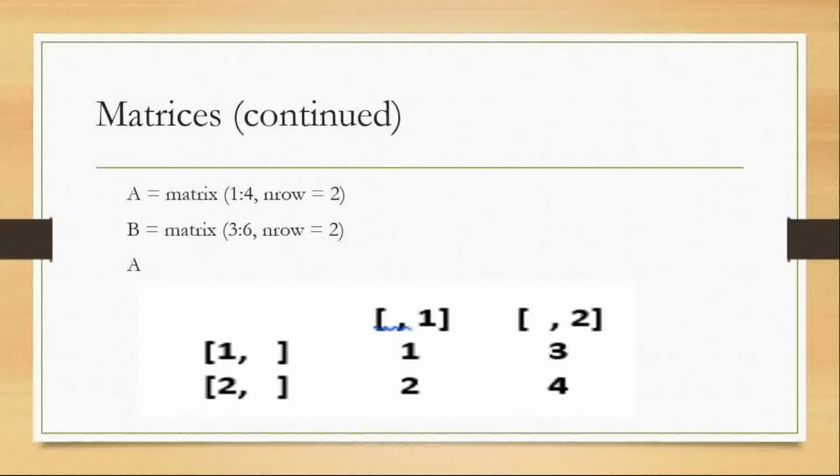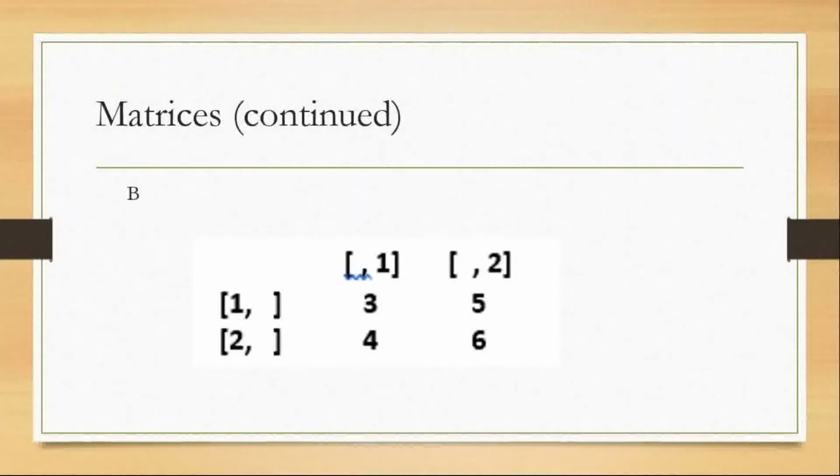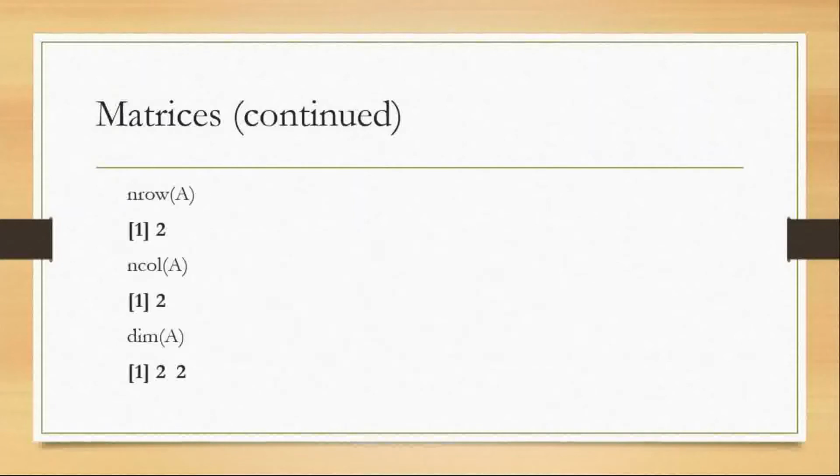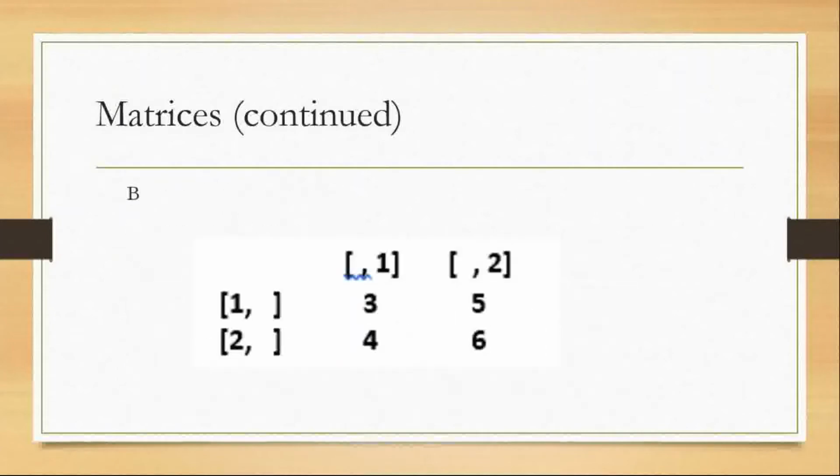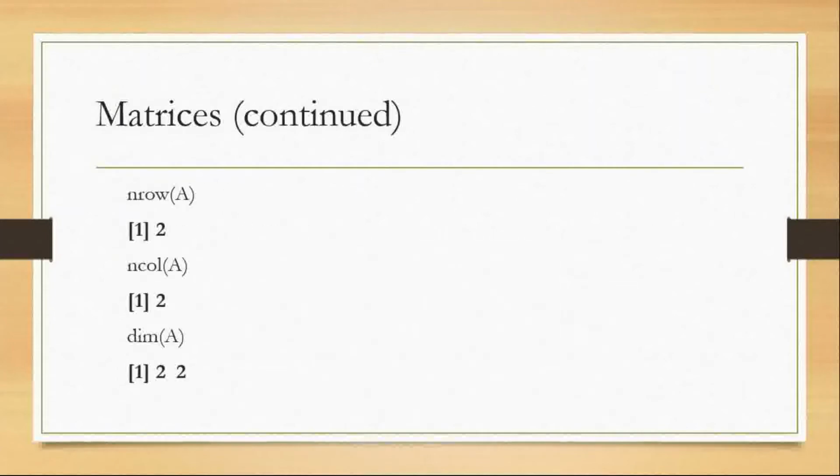The next matrix is 3, 4, 5, and 6. So four values with two rows and hence two columns. So this is how both the matrices will look like. We will start performing operations based on the functions applicable to matrices. So number of rows in A is 2. N row means number of rows. N col means number of columns in A is 2. And dimension of A, that is number of rows followed by number of columns, is 2 and 2 here.